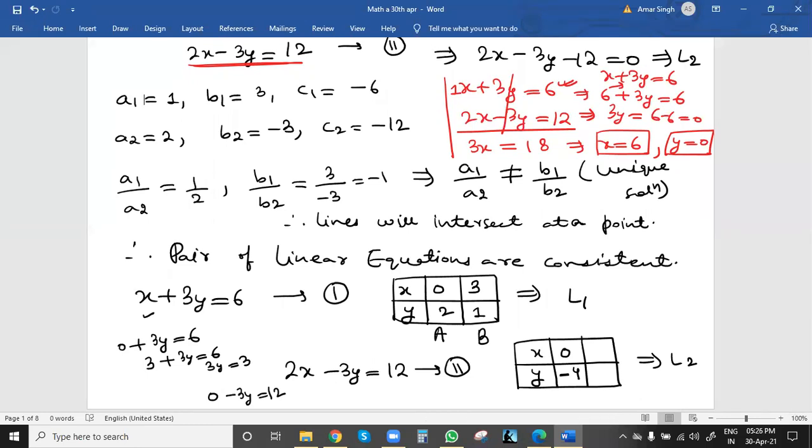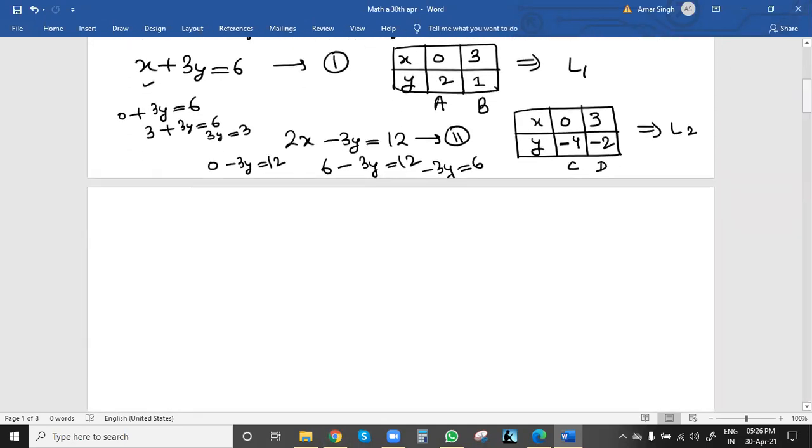And now let me take the x value as, can we take 3 again? 3 twos are 6. Now we can take 3. If we take x value 3, then 6 minus 3y equal to 12. So minus 3y will be equal to 12 minus 6, which is 6. So y will be minus 2. So we will take points such that we have a maximum value of 4. That is a good thing because we have to plot also. Plotting will be easier when we have a maximum value of x and y of 4 or less than 4.